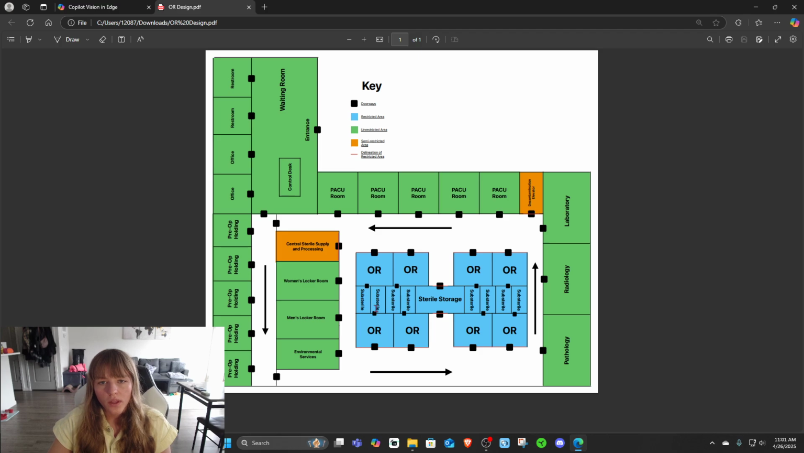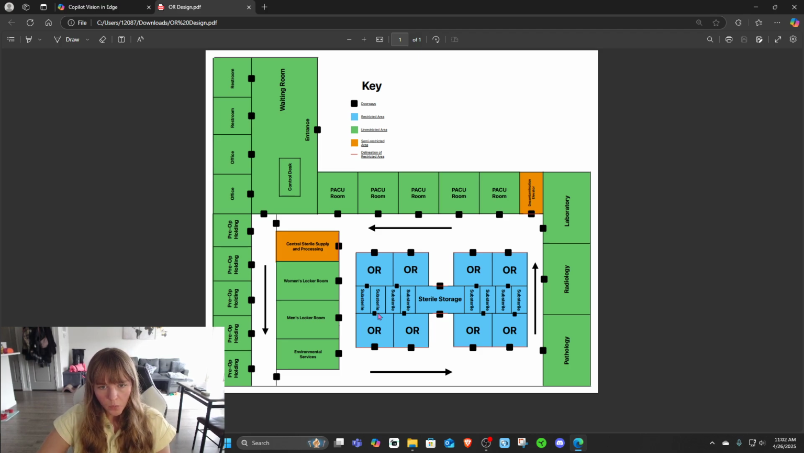One thing to note with the lines that I have marking the beginning of restricted areas: I didn't put any on the substerile rooms for the ORs. This is because the substerile rooms are only accessible through the OR. So by entering the OR, you're already going into a restricted area. And since substerile is also restricted, but only accessible through the OR, I didn't feel like there was a need to indicate that it was also a restricted area.